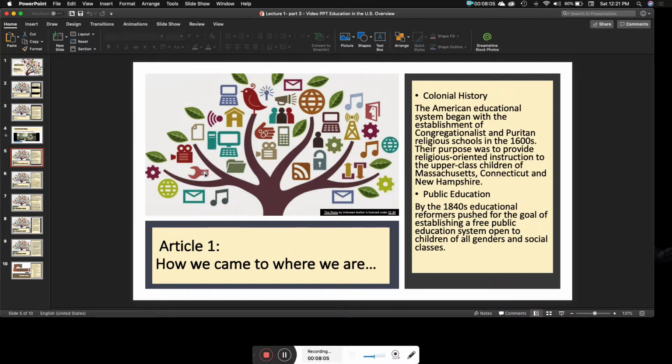Previously, public education wasn't public, it was private, as it stated in the previous slide. It was based in religious aspects, covered briefly in the colonial history mentioned in the article. And then by the 1840s, educational reformers pushed for the goal of establishing a free public education system open to children of all genders and social classes.